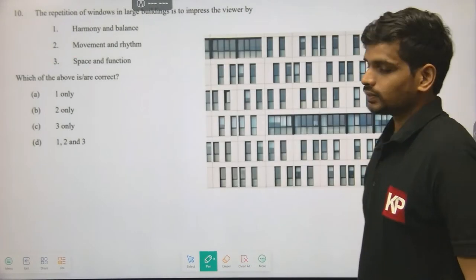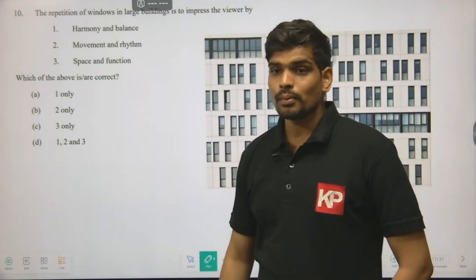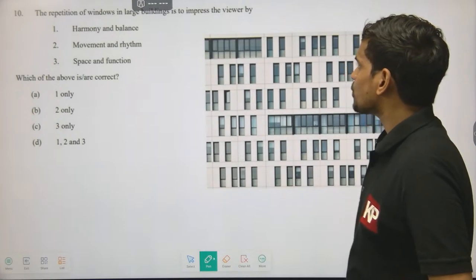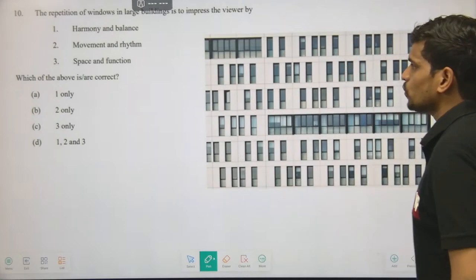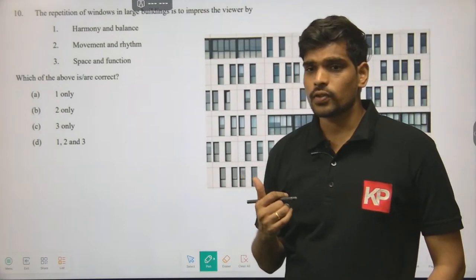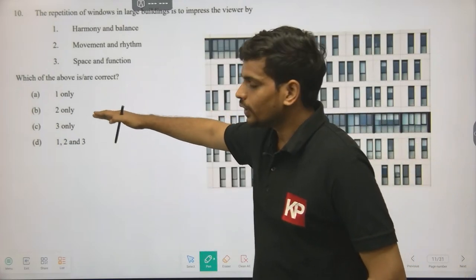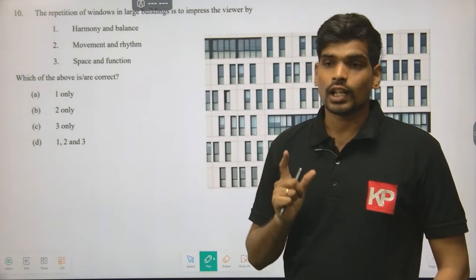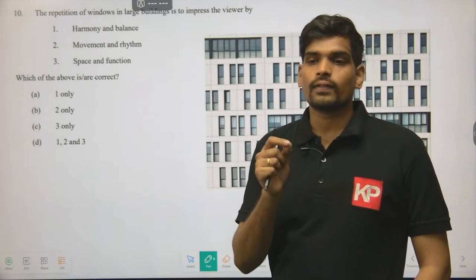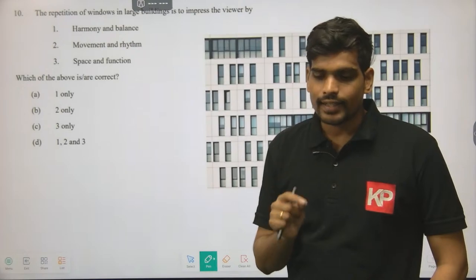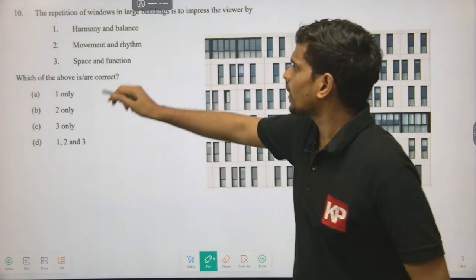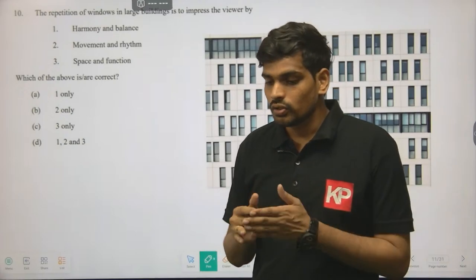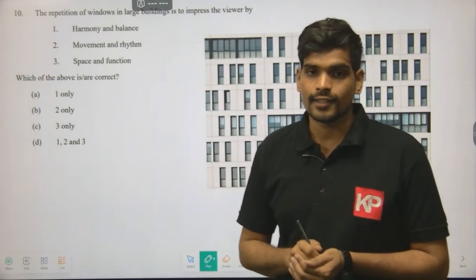Moving on. The next question, now this is talking about repetition. I just told you about repetition. The repetition of windows in large buildings is to impress the viewer by. Now these questions where you have options like one only, two only, it is like a multiple select question, selecting multiple options. These can be tricky. You have to look into the question very carefully. Should not take a decision right away at the go. Just by looking into repetition, selecting, okay, rhythm is the answer, you can get negative marking in such approach.